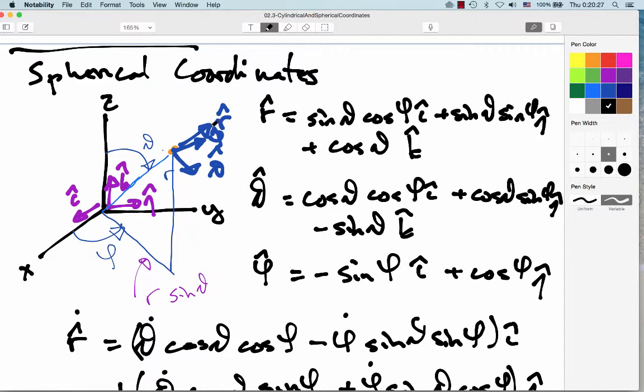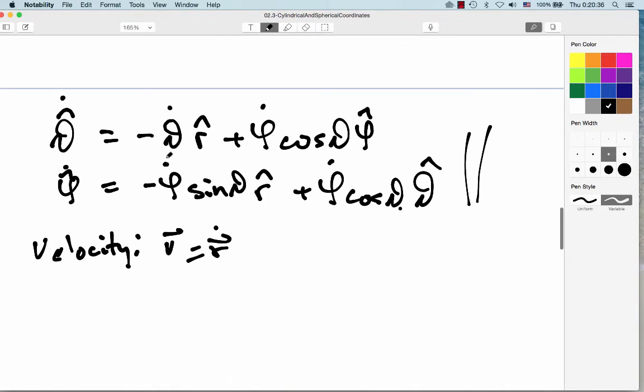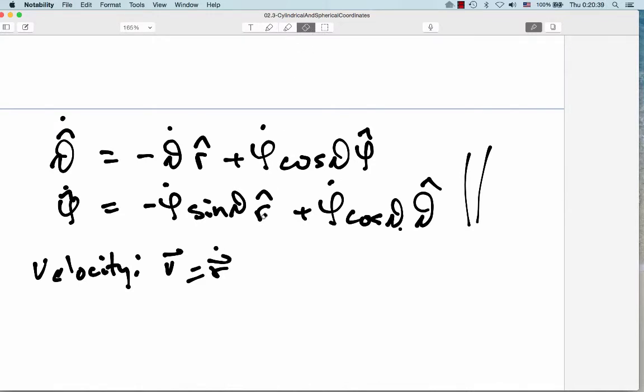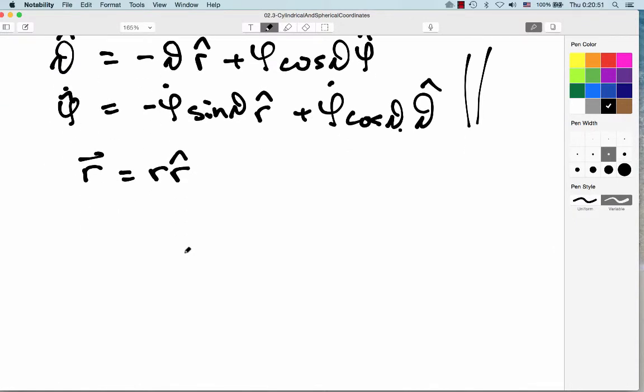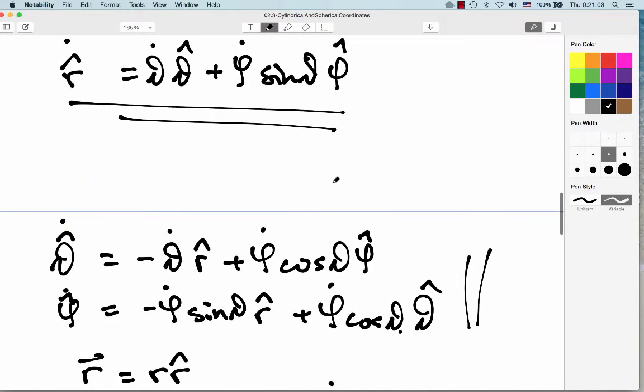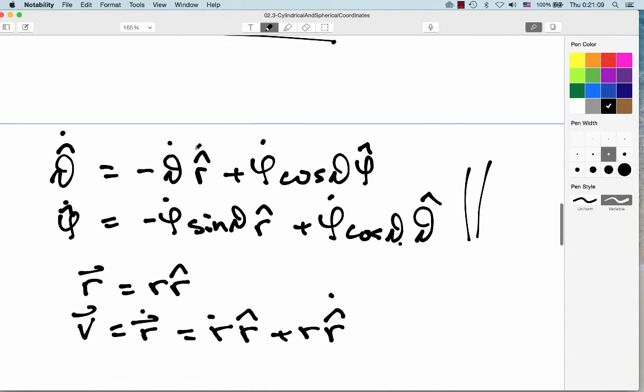Now, of course, r hat depends on where I'm located, but since I already have my r hat somehow, I just need to know that I go r away from there. So we'll just start with saying that in spherical coordinates, my position r is equal to r r hat. And that's it. So to get the velocity, that's just going to be r dot. So it'll be r dot r hat plus r r hat dot. Well, we just worked out what r hat dot is. It's this stuff here. So we'll go ahead and put that in.